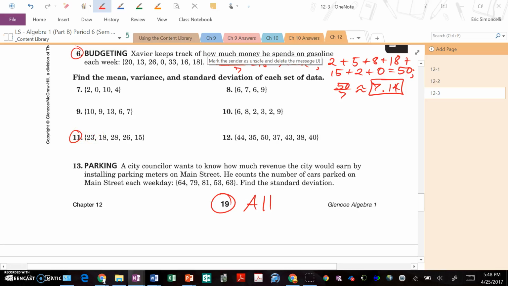Remembering that the mean, again, is just the sum of the numbers, so 23 plus 18 plus 28 plus 26 plus 15, add up, and you end up with 110. We have 1, 2, 3, 4, 5 numbers, so that lends itself to a mean of 22. Okay, so that's easy enough. That speaks to, again, the average. Mean is the average. And then what about the variance?